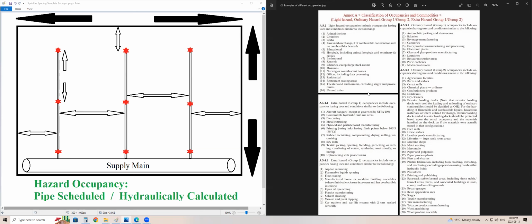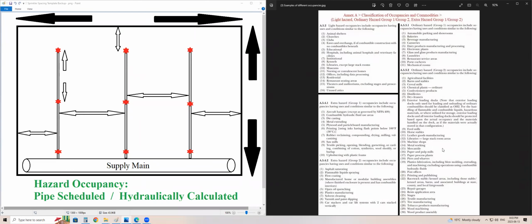So, here's actually a perfect example, light hazard occupancies, and we've got libraries. A lot of people think libraries are tons of books, paper everywhere, it's going to go up in flames, it needs extra protection, you need lots of water to put out a fire in a library. Well, no, that's not true. Because of the commodities and the height of storage, that's actually considered a light hazard occupancy right here. Libraries, except for large stack rooms. And then as we get into ordinary, I think it's ordinary 2, libraries, large stack room areas.